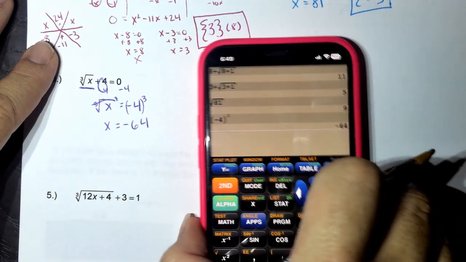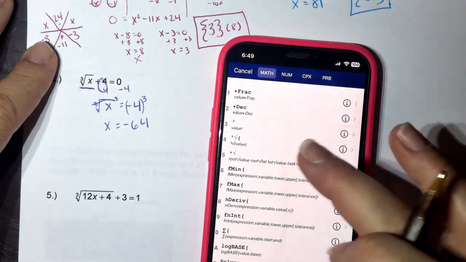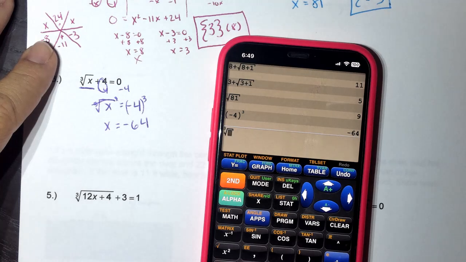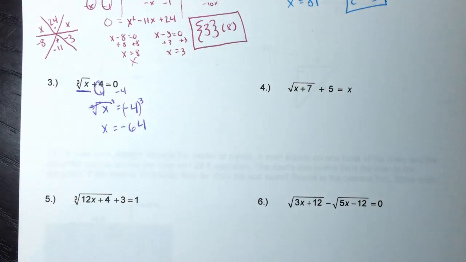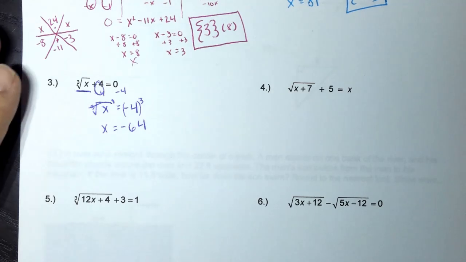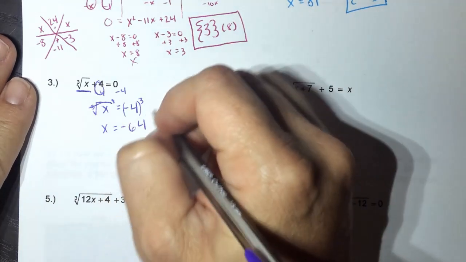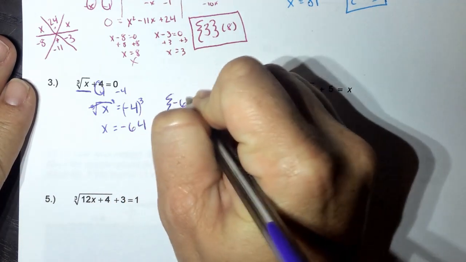So again, we plug it in. To do cube root, you do math, cube root, negative 64, then outside plus 4 should equal 0. Don't listen to my calculator. If you do it on yours, it will work. So this is negative 64.